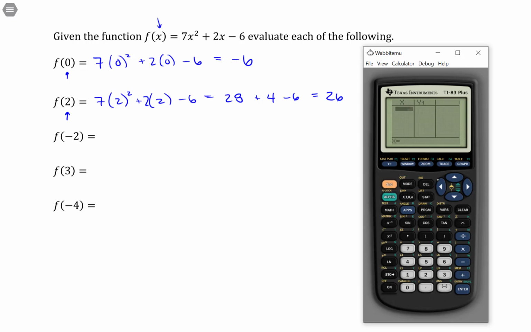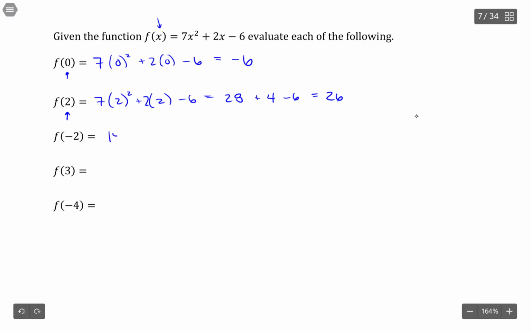And you can just plug in anything you want for x, and it will evaluate your function in y1 at that particular point. It's very handy when you have a lot of different points to evaluate. So 18, 63, and 98. And don't worry, your calculator knows the order of operations and can handle parentheses just fine as well. So that is a very big time saver.